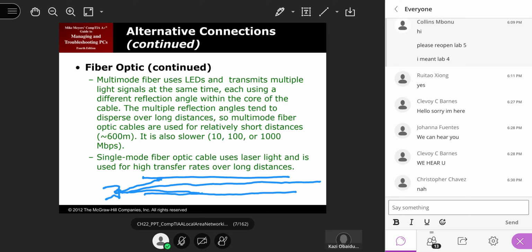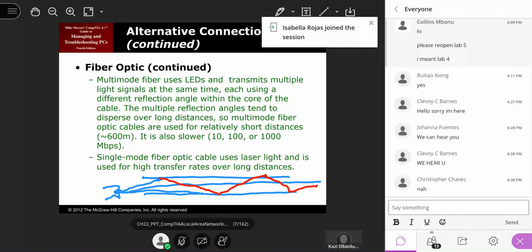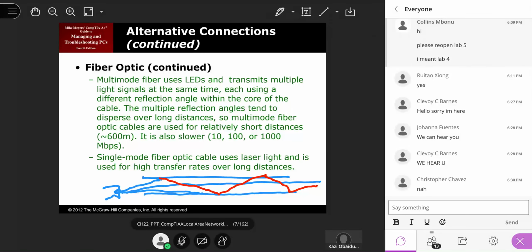I should use a different color, that is better. Let's say this one. One is like this and going like this, then bounces back and then this. And this one, let's use the other color, yellow. This one is going there and then strikes here and then comes here and comes out, right? So look here. Since the light splits and different lights reach at different times, that is why it is called multi-mode. Multiple reflection angles tend to disperse over long distances.